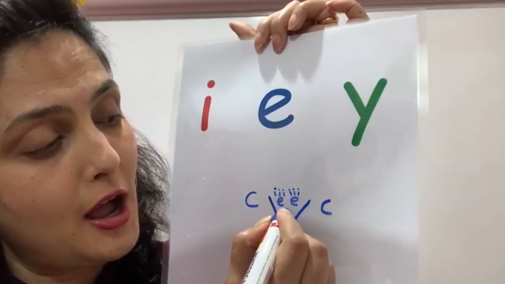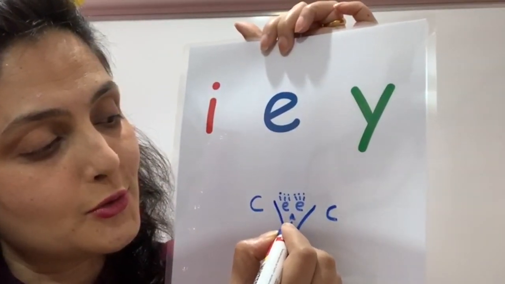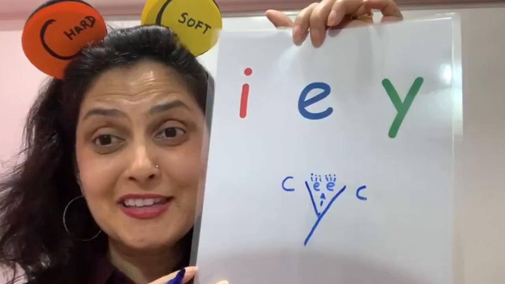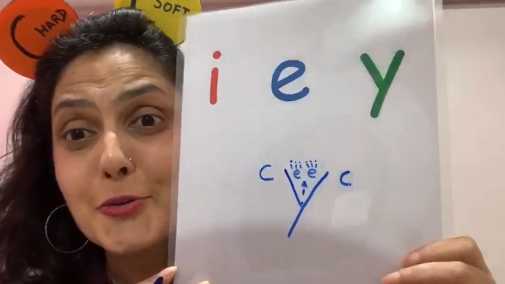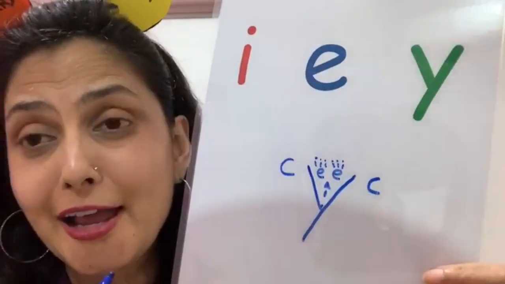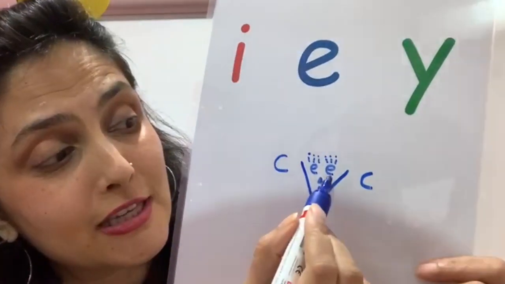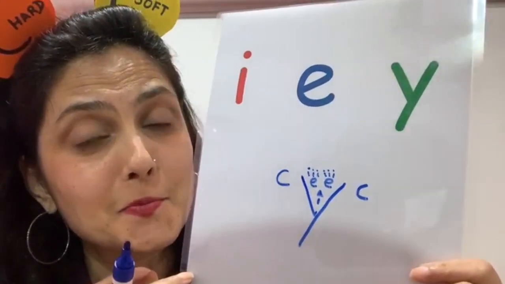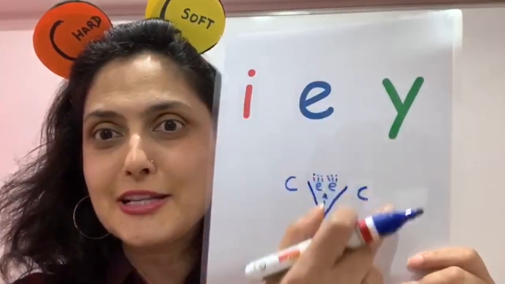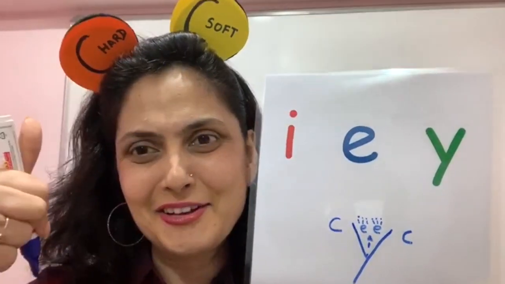And a sharp nose. This is Princess Cece. So, how do we get the S sound? With I. Can you see I on her eyebrows? Can you see E on her eyes? And can you see the Y, her face? She's Princess Cece. Got it?